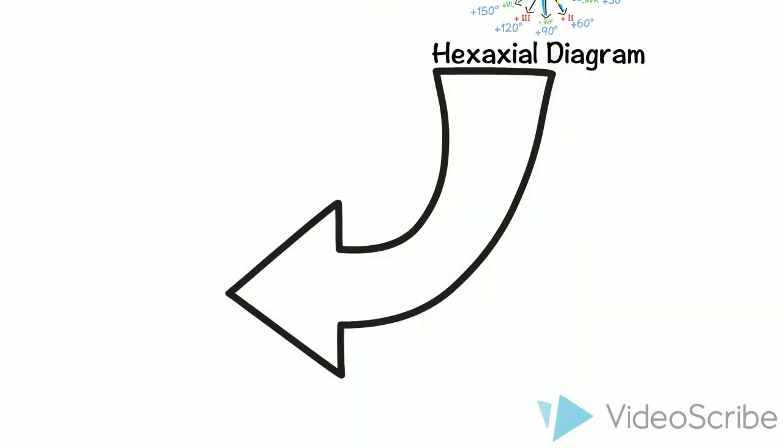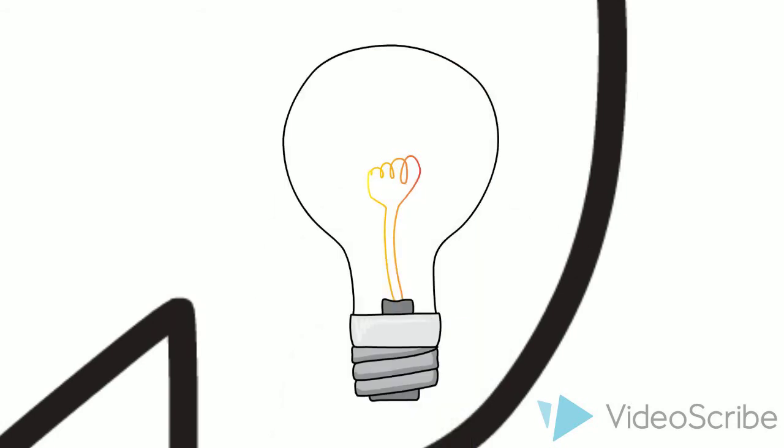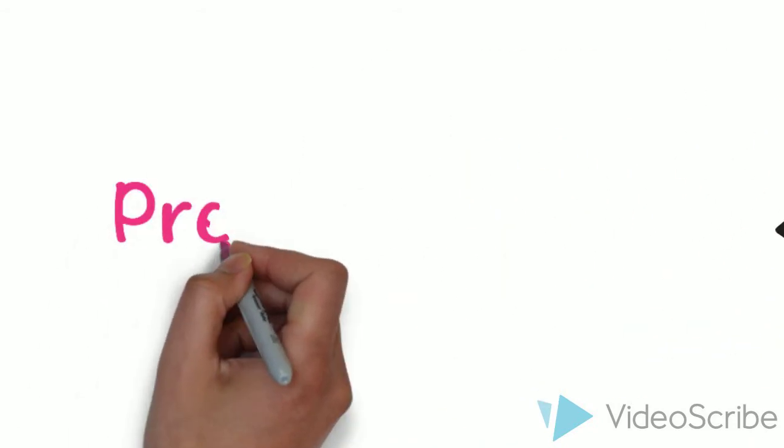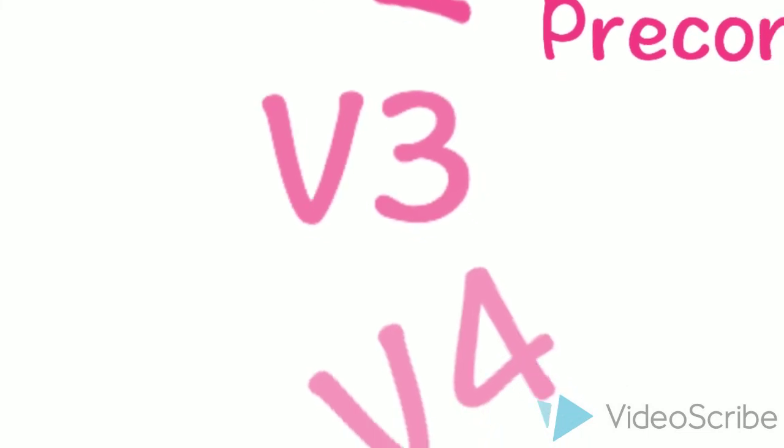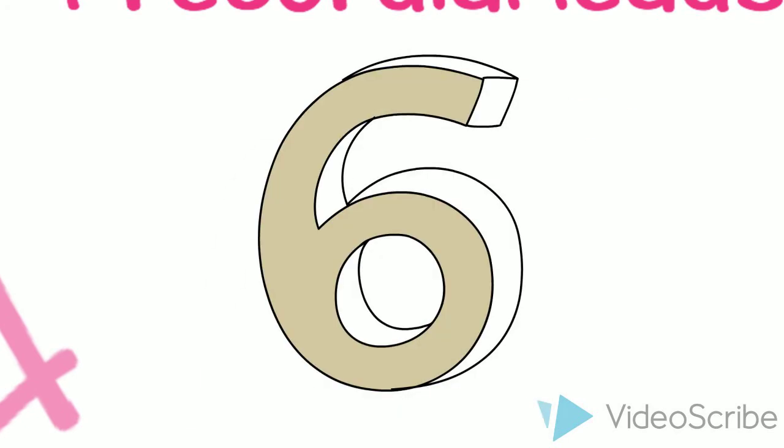So we're done with limb leads. Let's start talking about chest leads. How many chest leads do we have? We have 6 pericardial chest leads. Each one of them shows a specific part of the heart. The 6 unipolar chest leads are placed on the patient's chest in different sites.